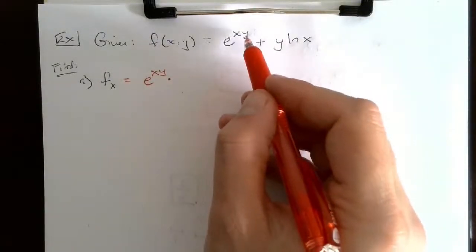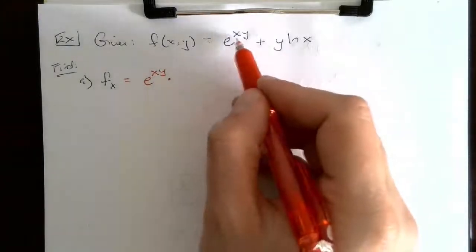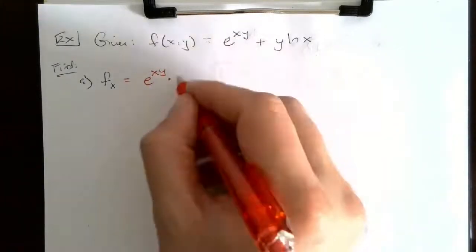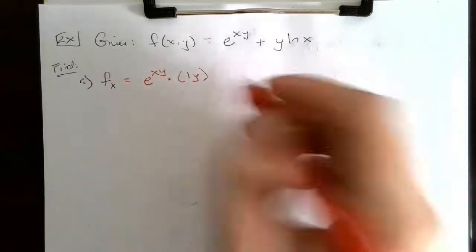Well, x is a function, y is a constant, because we're doing it with respect to x. So the y is going to stay. The derivative of x is just 1, so it's times 1y. You just write it as times y, but I want to make sure you see it.